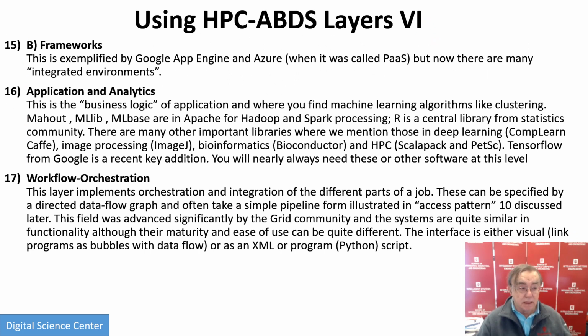Well, B is a little different. It's a framework as opposed to what we just discussed, and is typified by the platform as a service. It's not a high-level interface. A platform as a service is a collection of tools, and that was what Google App Engine and Azure offer, and actually Amazon, of course, offers that now.